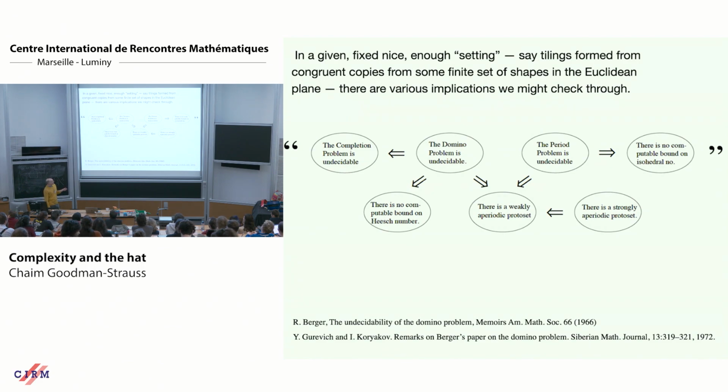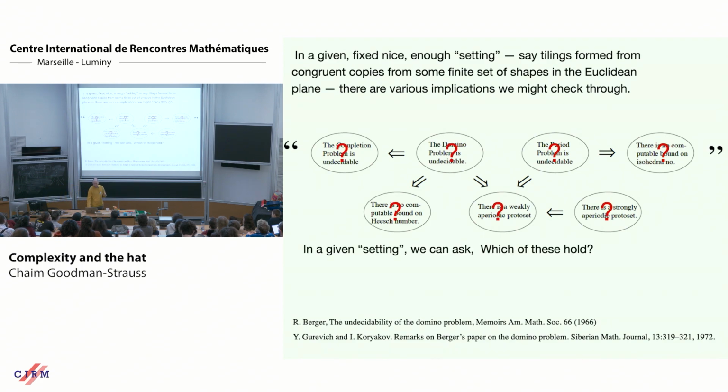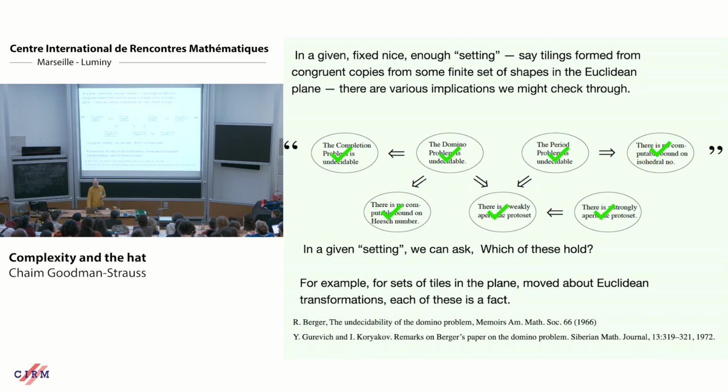We have this word weakly and strongly, which is kind of technical, but we can ask this in any kind of a place that we like. And so we can ask which of these might work. And for example, for sets of tiles in the plane, this is the long-standing result of Berger, and then some modifications of that, in kind of an obscure place, but nonetheless, this has appeared in other places since. Each of these is now known to be true if we allow multiple kinds of tiles.